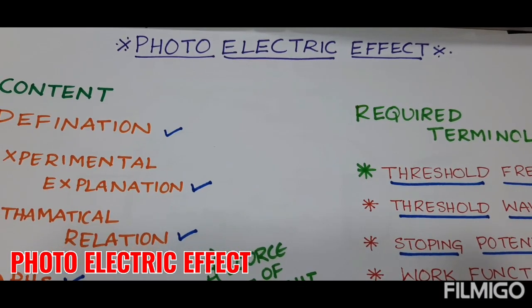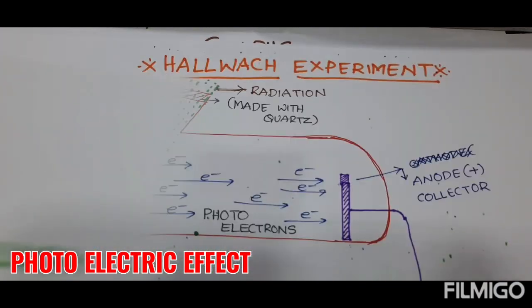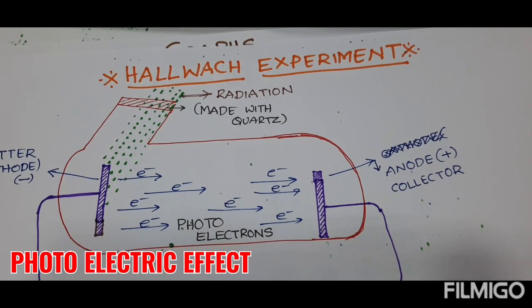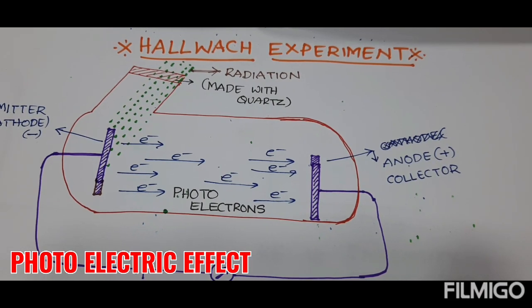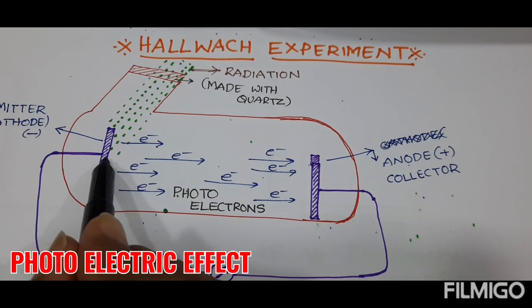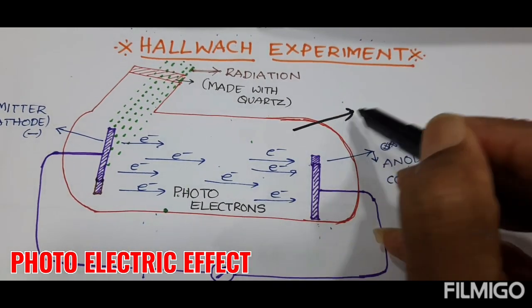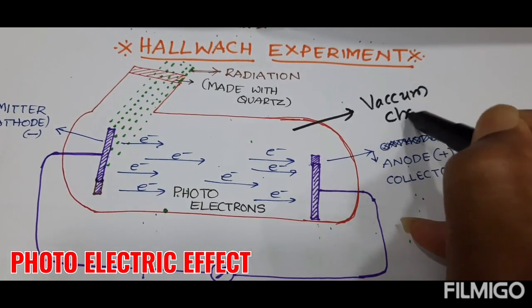Students, now we will discuss this photoelectric effect by taking experimental devices. Come to this one, Hallwachs experiment. First look at the construction of the experiment. In this experiment, this is the cathode and this is the anode, and it is a vacuum chamber.